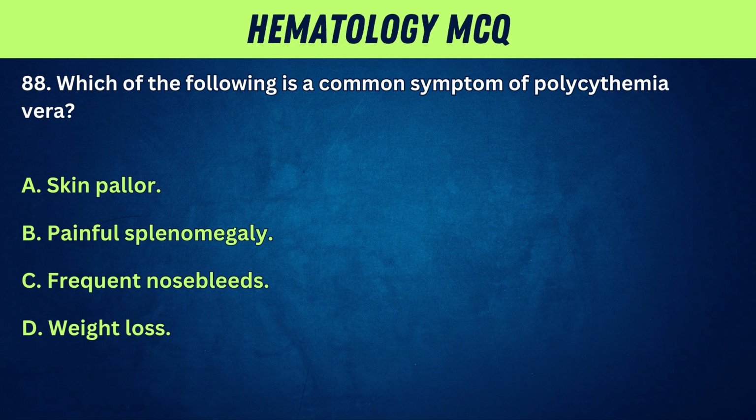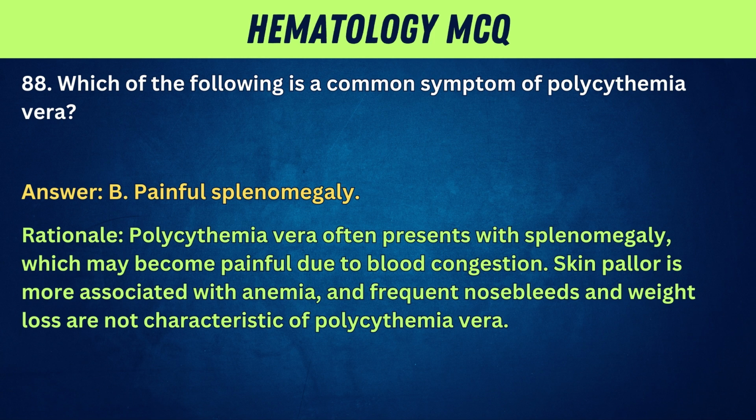88. Which of the following is a common symptom of polycythemia vera? A. Skin pallor. B. Painful splenomegaly. C. Frequent nosebleeds. D. Weight loss. Answer: B. Painful splenomegaly. Rationale: polycythemia vera often presents with splenomegaly, which may become painful due to blood congestion. Skin pallor is more associated with anemia, and frequent nosebleeds and weight loss are not characteristic of polycythemia vera.